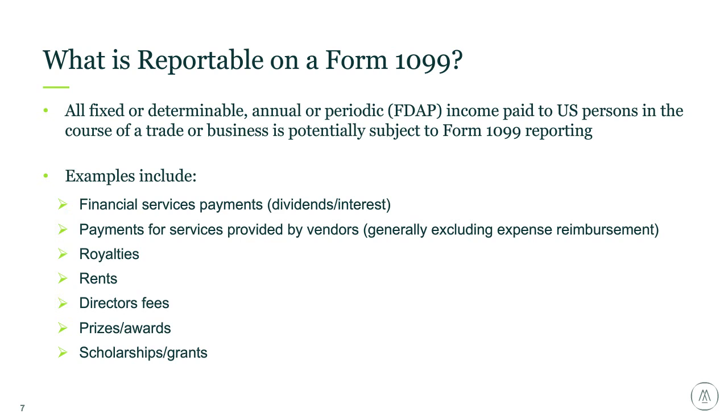Most of the payments you're going to make to your vendors will have some exclusions that we'll discuss, but this will generally exclude expense reimbursement. We can talk about that in more detail, but any types of payments for services that your vendors are providing you. Royalties, rents, directors' fees, another big one. Directors are not your employees, so generally their fees are reportable on a Form 1099. Prizes and awards and scholarships and grants. These are general examples of what you would be reporting on a 1099.